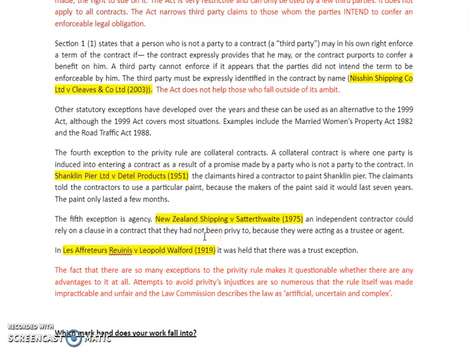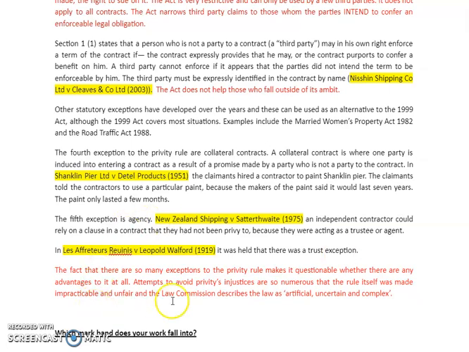And the fifth exception is agency, and we can see that in New Zealand Shipping. An independent contractor could rely on a clause in a contract that they'd not been privy to because they were acting as a trustee or an agent. And you could use the case of Leopold Walford as an example of a trust exception to the privity rule.